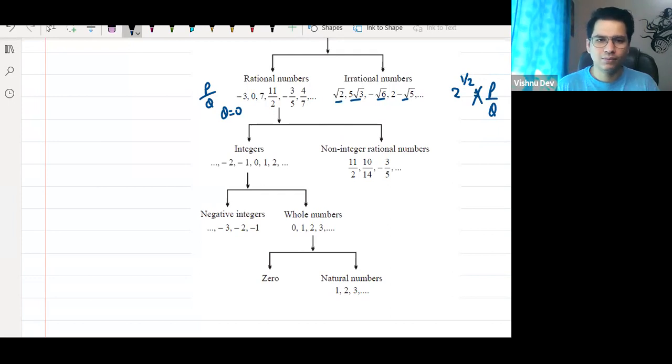Sir, what is this p by q? P by q is basically a representation, where p and q can be integers. ठीक है?